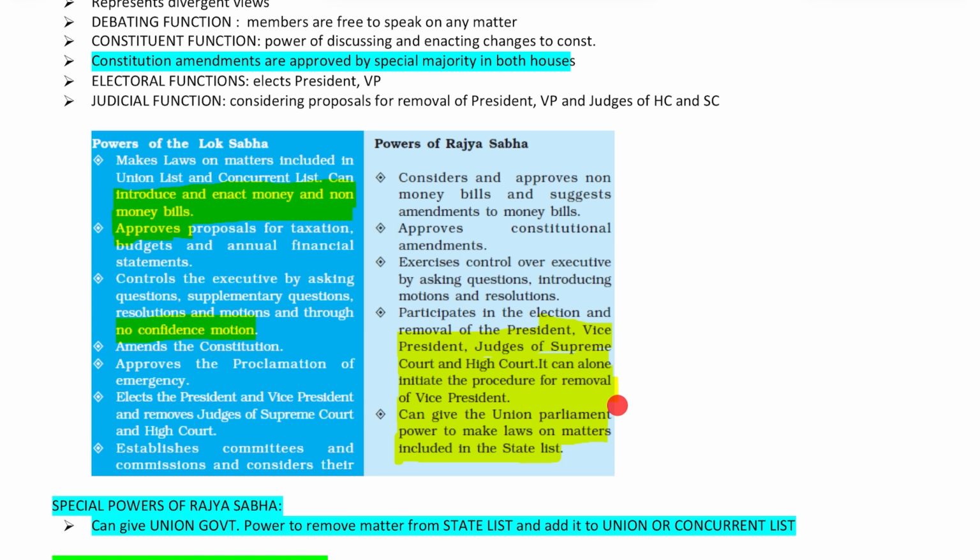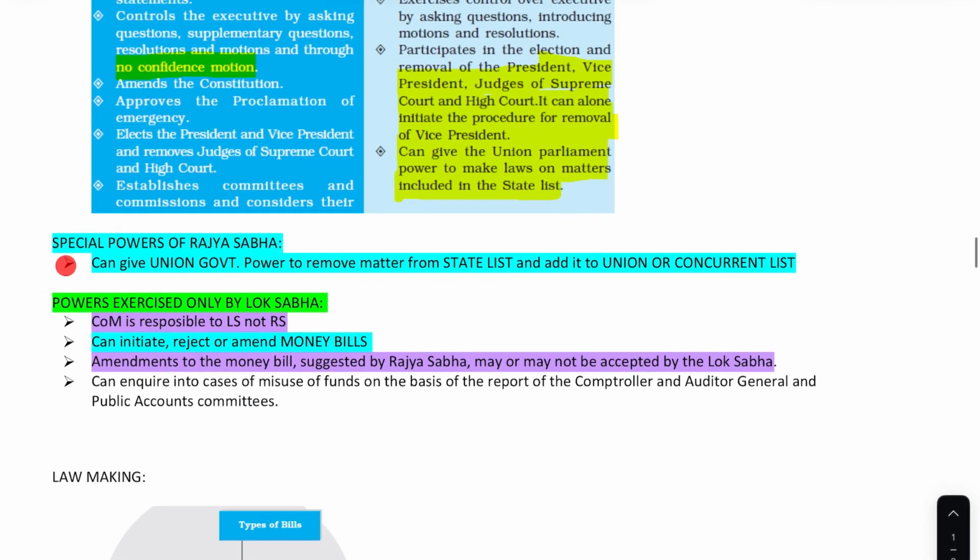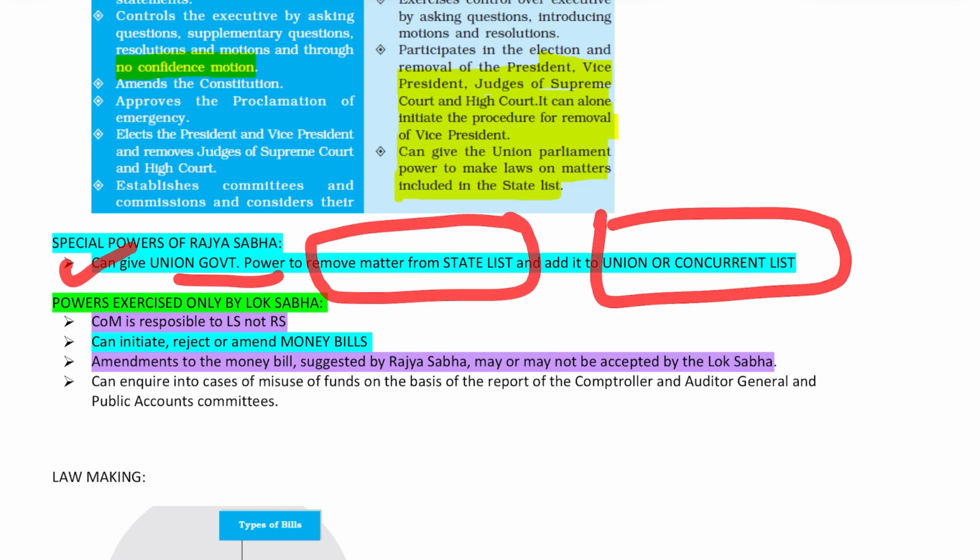Then it can give the Union Parliament powers to make laws on matters included in the state list. It can also pass a resolution for the creation of all India services. Then the Rajya Sabha can give the Union government powers to remove matters from the state list and add them in the Union or concurrent list.